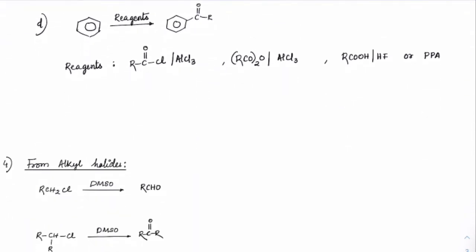Next reaction is Friedel-Crafts acylation. You are aware of what reagents can be used for this: RCOCl, anhydride, or RCOOH in the presence of HF and PPA. We will get this as Friedel-Crafts acylation. So I'll just write it down as Friedel-Crafts acylation.